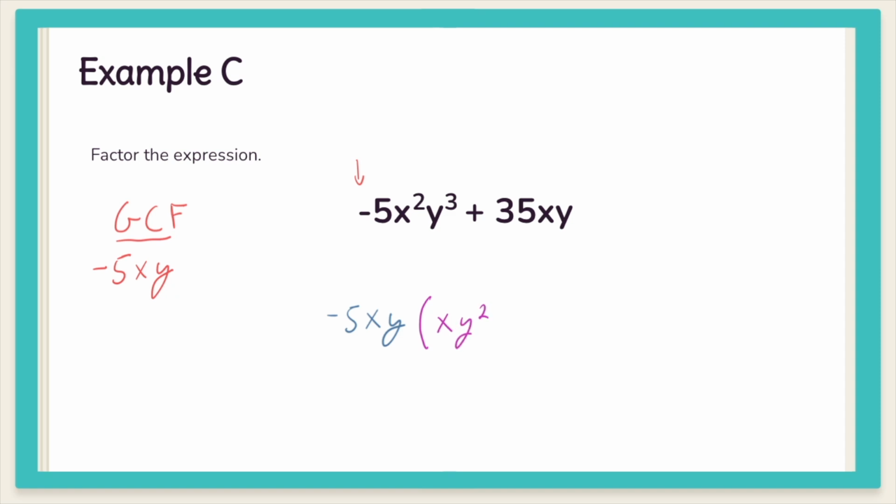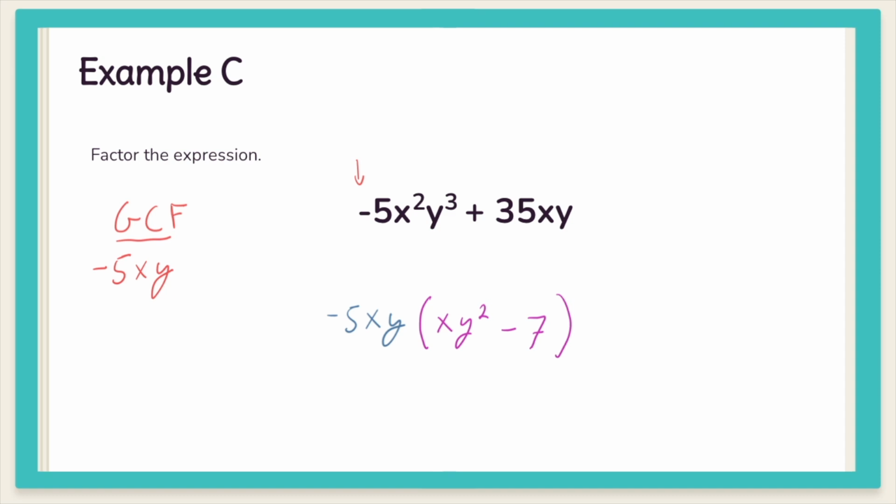Now, when we jump to our second term, we took away a -5. We divided 35 by -5. So when we do that, 35 divided by -5 is going to leave me with -7. And it's very important to notice that my sign has switched. Now I'm going to check: I took away both that x and that y, so I'm done.